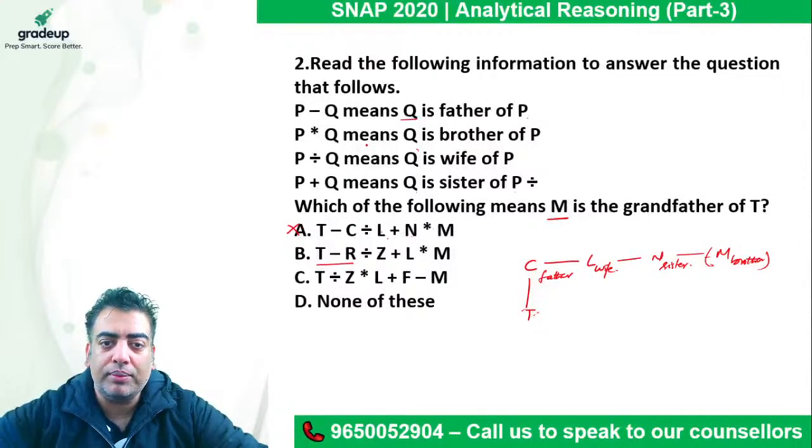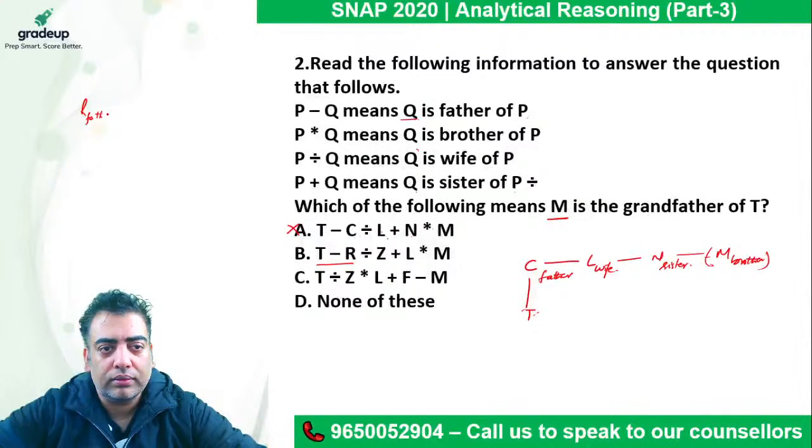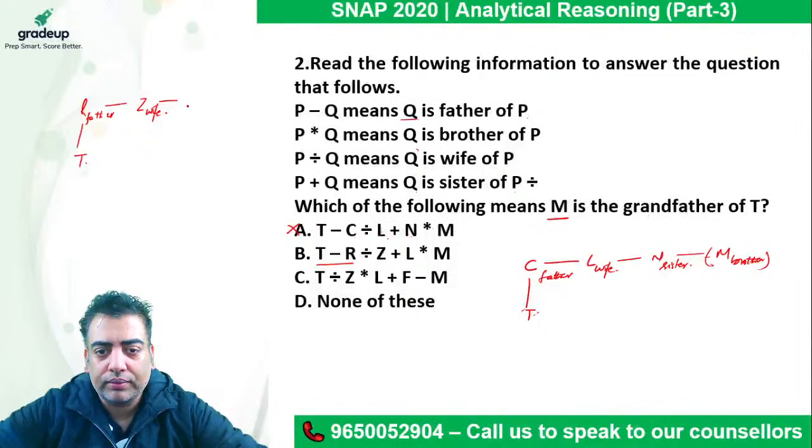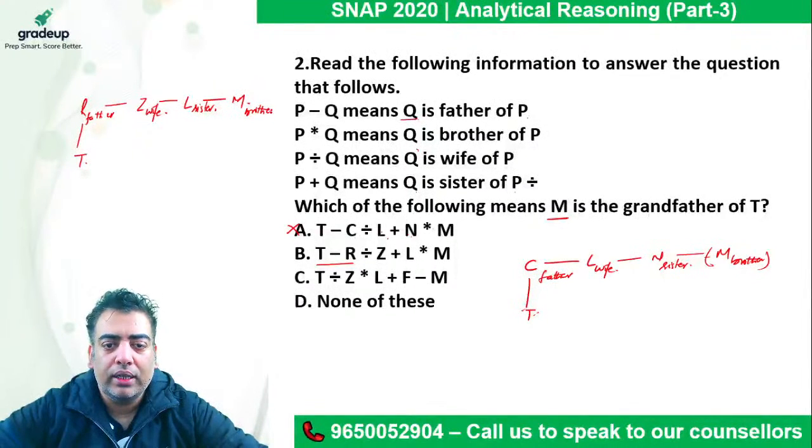So T minus R means R is the father of T. Then he says R divided by Z means Z is the wife of R. Z plus L means L is the sister of Z. And L into M means M is the brother of L. Again, we can see that M is not the grandfather of T, so option B is also ruled out.